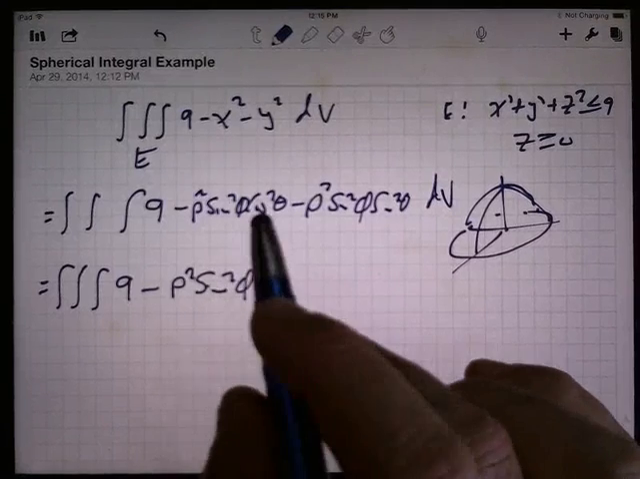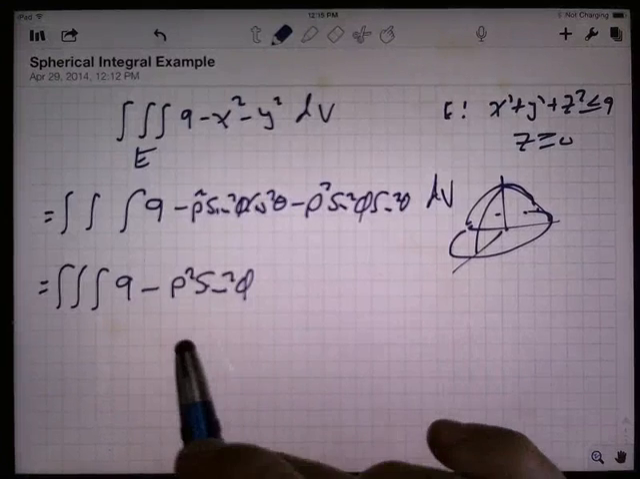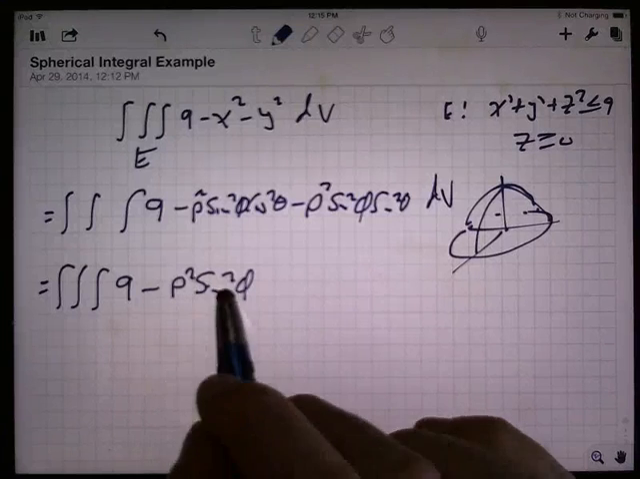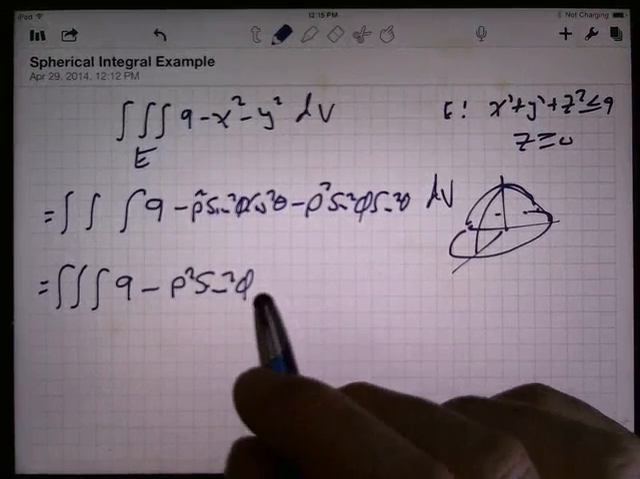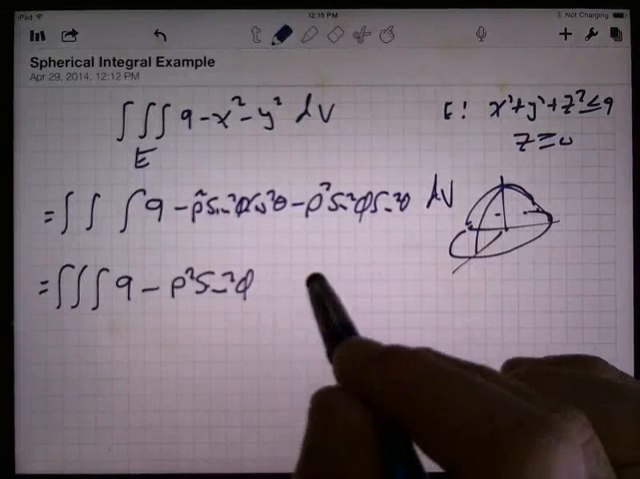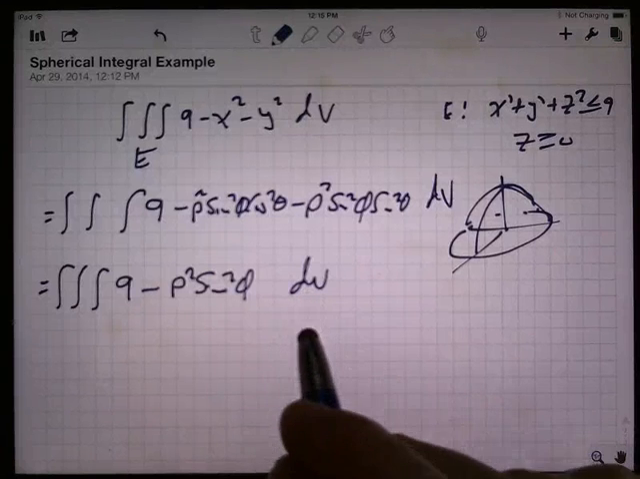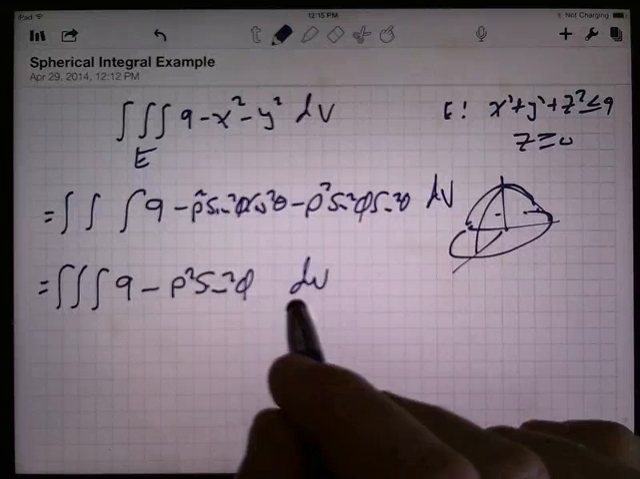Now, if I was thinking ahead of time, x squared plus y squared is r squared, and that's what we saw for r squared yesterday, or in the last video. I don't know when you watch the videos, today, yesterday, or tomorrow. dV. Okay. Now the dV is rho squared sine phi.